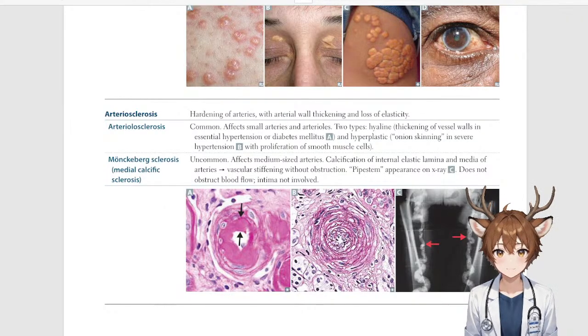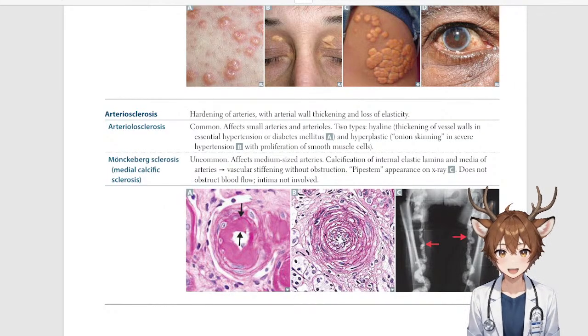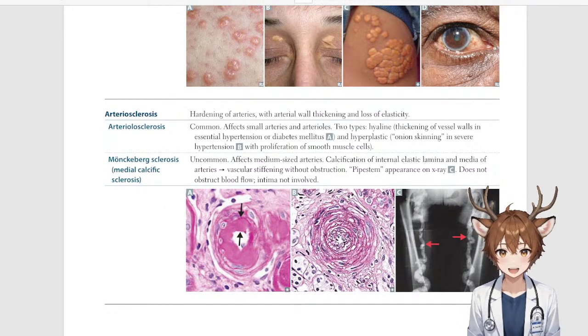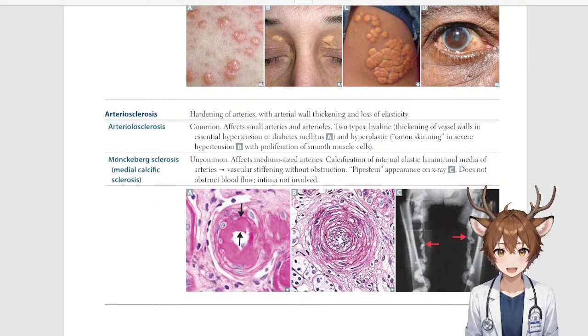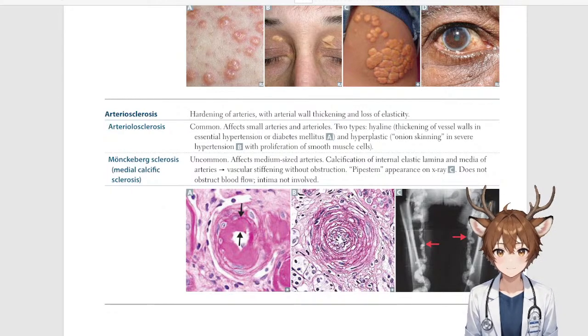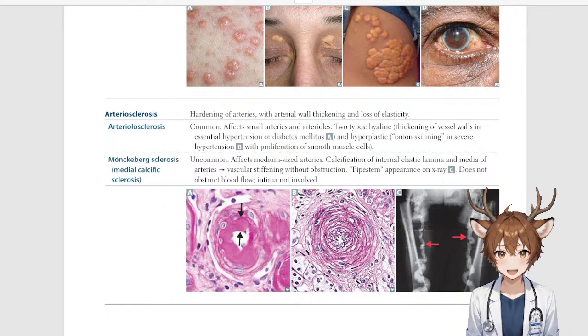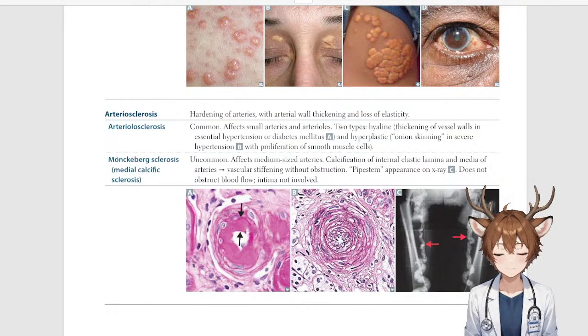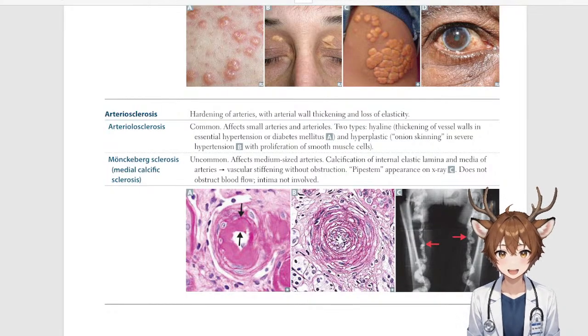Arteriosclerosis. The common form of arteriosclerosis affects small arteries and arterioles. Two types: hyaline, vessel wall thickening secondary to plasma protein leak into the subendothelium in hypertension or diabetes mellitus, which is shown in picture A. Or hyperplastic, or onion skinning, which is shown in picture B, in severe hypertension with proliferation of smooth muscle cells.